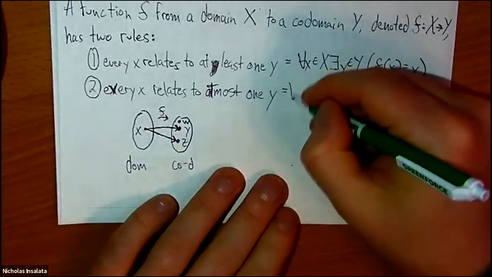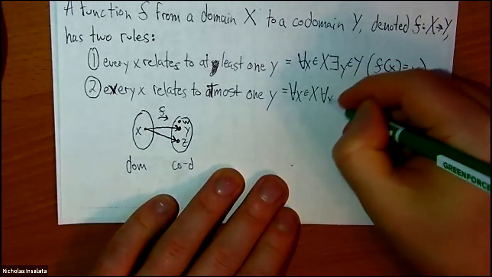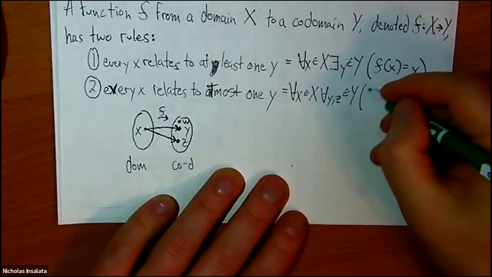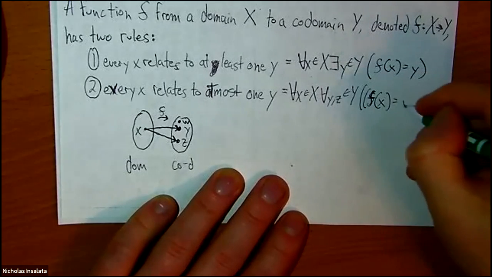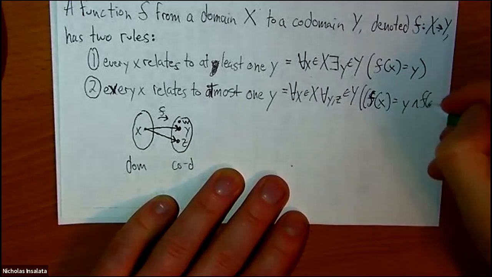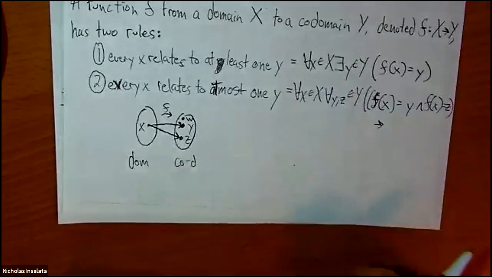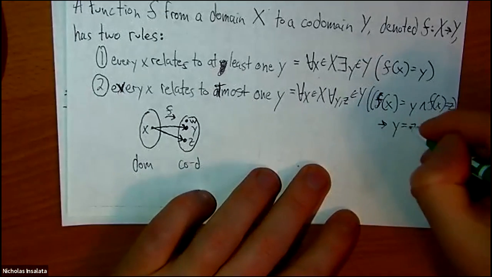So we have for all x in X, and also for all y and z in Y, if f of x equals y and f of x equals z, then y equals z. Very good. Y and z have to be the same.